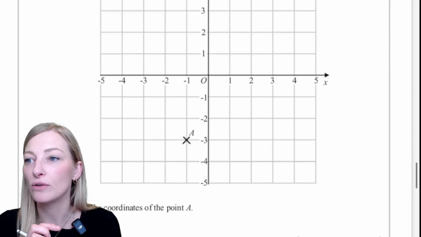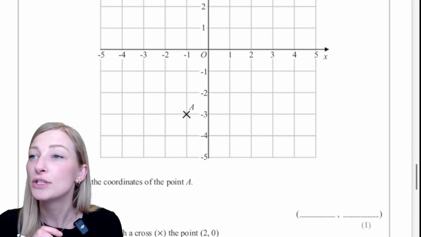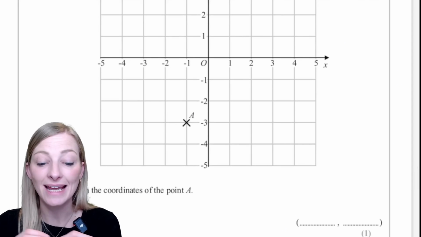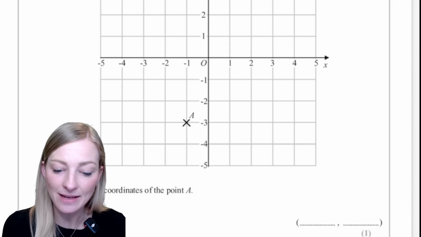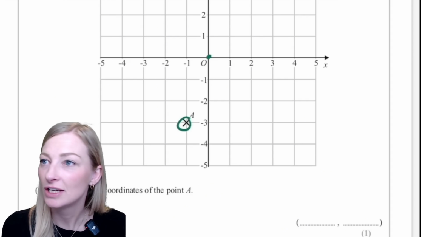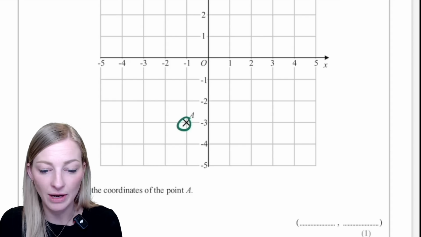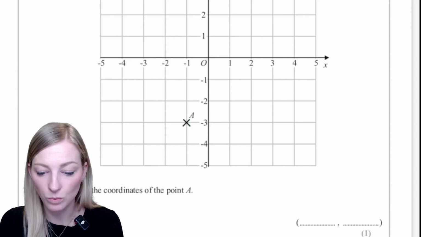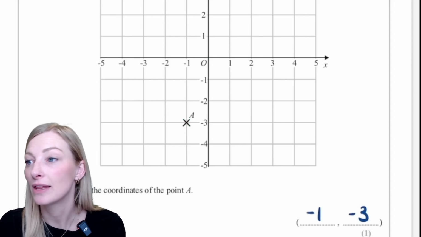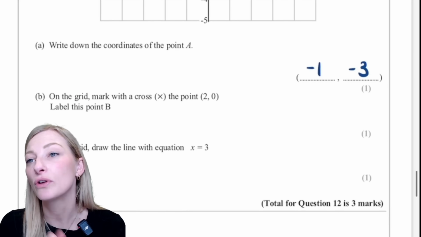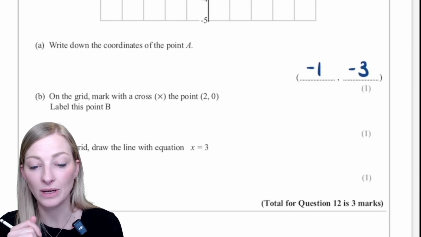Question number 12, and we have coordinates. Write down the coordinates of the point A. So we need to remember when we do coordinates, it is along the corridor, up or down the stairs. So to get to A, imagine you're starting at the origin. We're going across to -1 and we're going down to -3. So that is the point -1, -3.